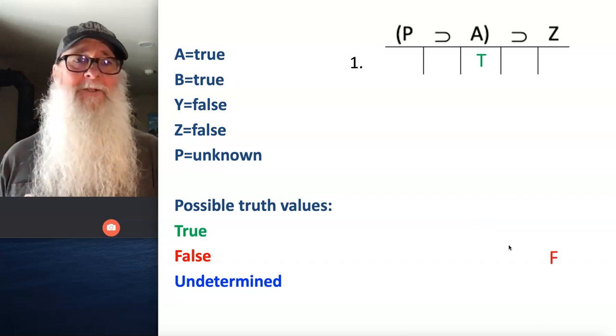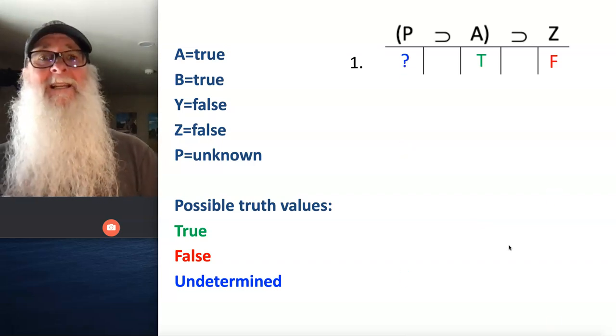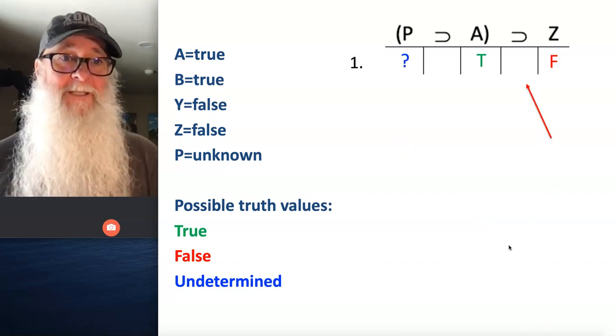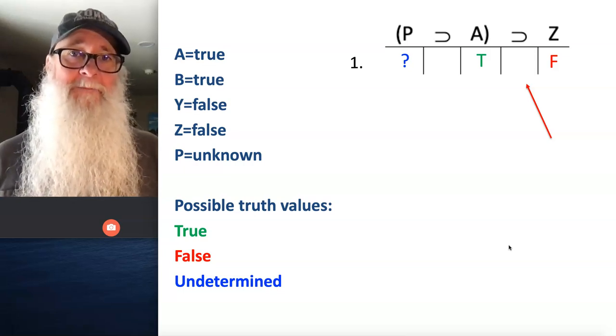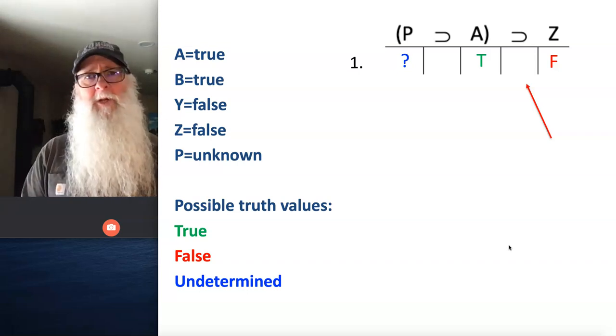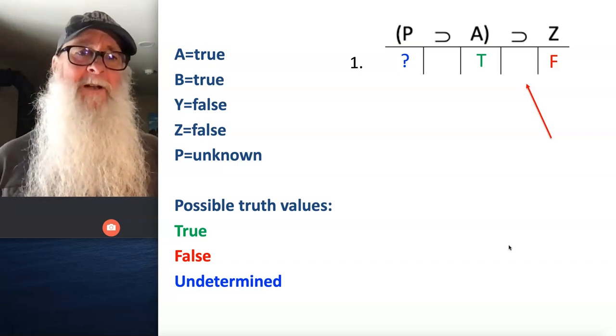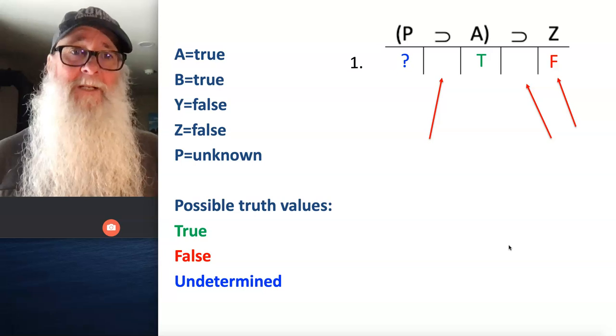What do we know? We know that A is true. We know that Z is false. We know that P is unknown. We also know this: the main operator of this statement is this horseshoe outside of brackets and parentheses. Okay, there's our main operator. That's ultimately our goal, to determine the truth value for that operator. And here's another thing we know.